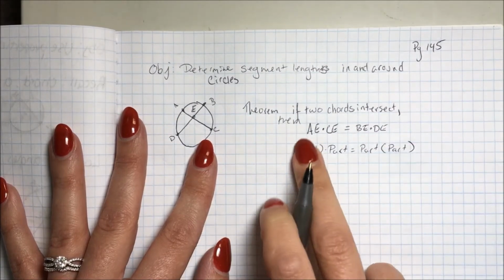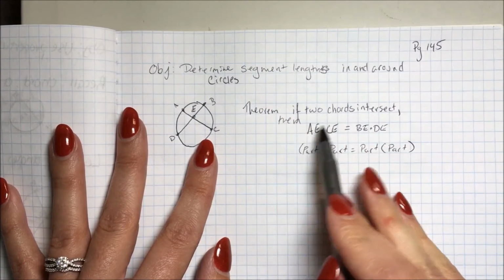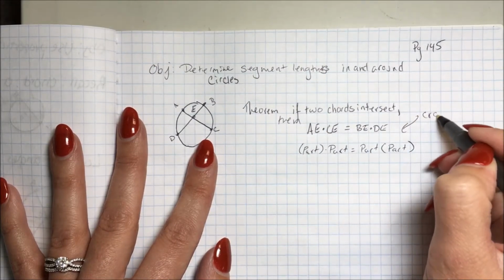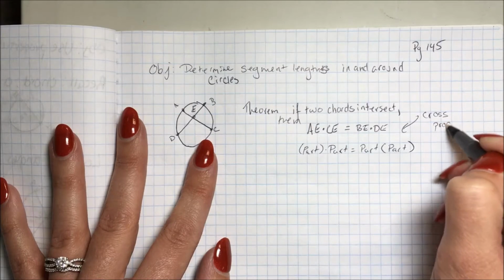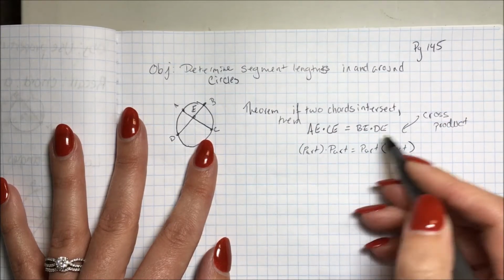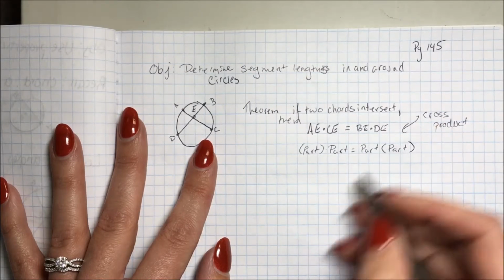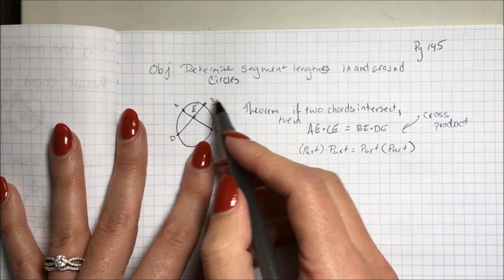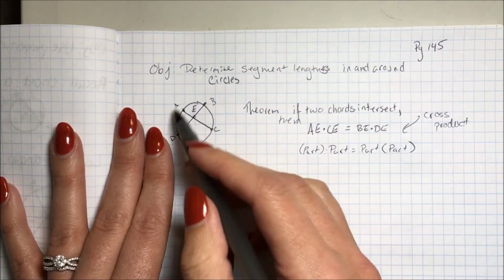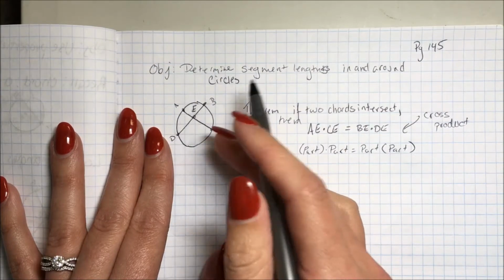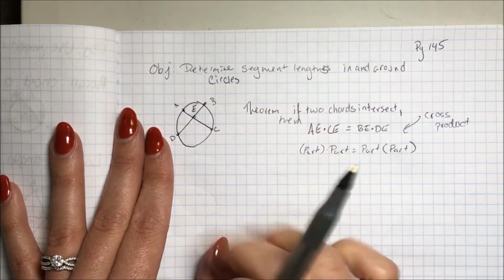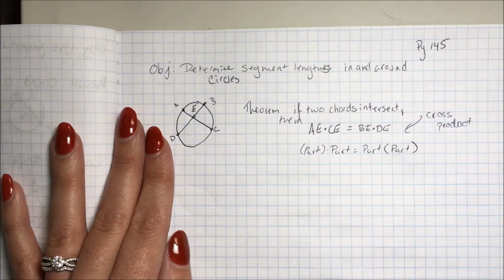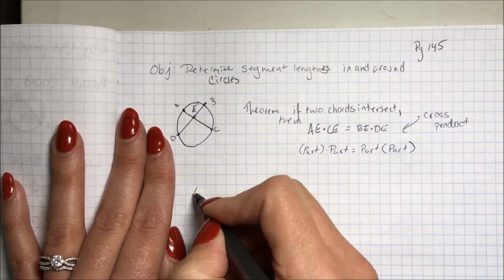So why is this true? Well, whenever I see two things being multiplied together like this, I know that this is a cross product. When I'm thinking about cross products, I should be thinking about proportions. When I'm thinking about proportions, I should be thinking about similar triangles. So there's actually a pair of similar triangles in here that makes this theorem true. And we'll talk about that proof in a little while. But let's go through a couple of examples first.